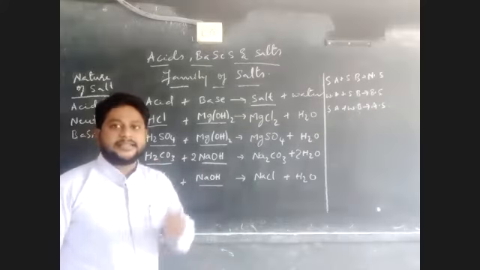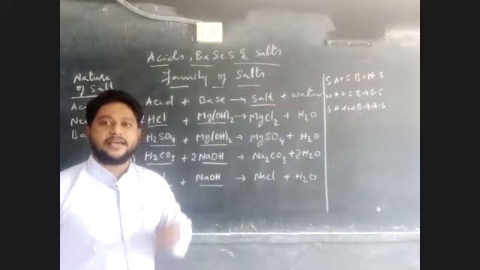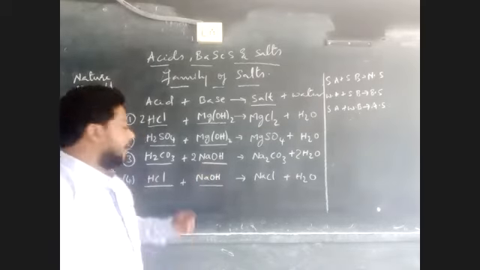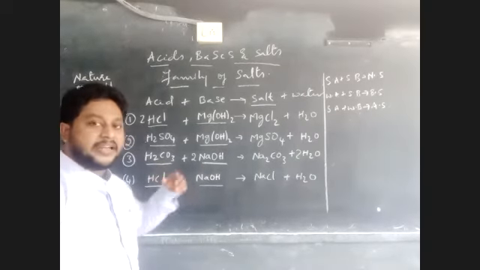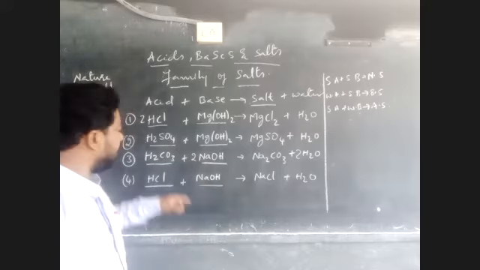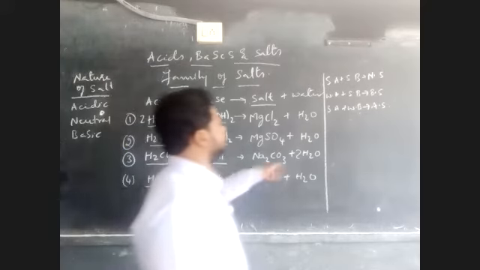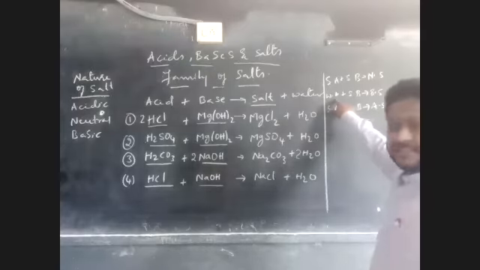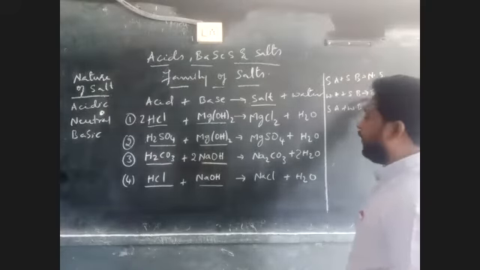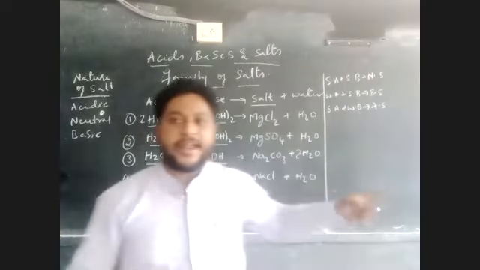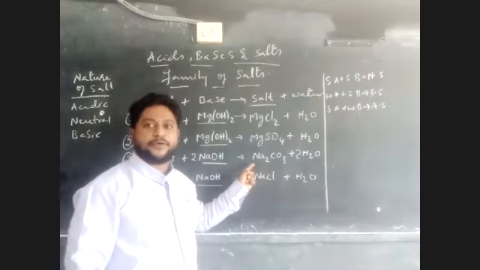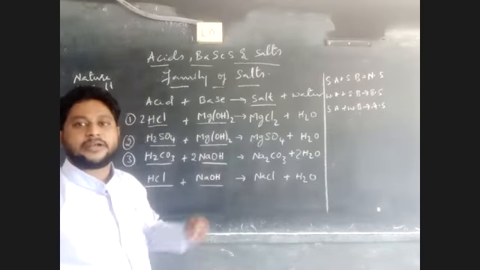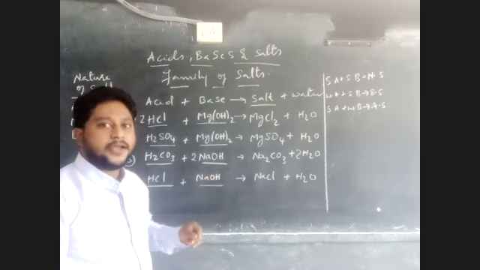Now come to the third example. Carbonic acid is a weak acid. NaOH is a strong base. Now when the reaction is taking place between weak acid and strong base, you get what? Basic salt. Now Na2CO3 is an example for what? Basic salt.